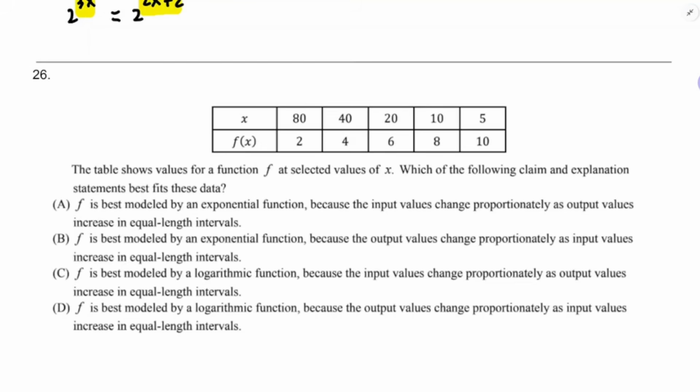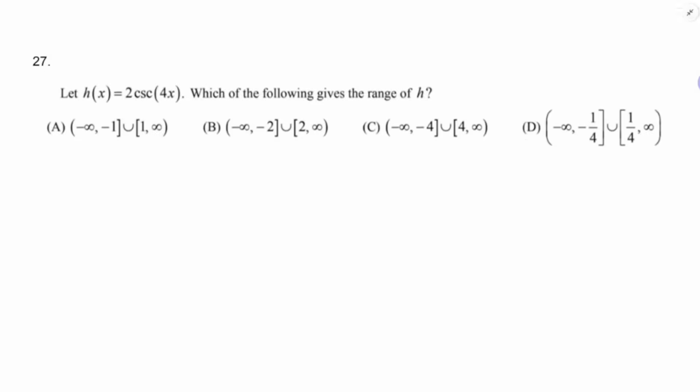Okay, so if you see that really inverse relationship and they're like, exponential versus log, it must be log, right? Because log is by nature an inverse type function. So I'm thinking it's log because x values form a proportional geometric sequence, an exponential pattern, while the output values form a linear pattern, increasing in equal length intervals. Yeah, so input values change proportionally, output values increase in equal length intervals. That's answer choice C. Always got to read through that twice, just make sure you're choosing the right one.